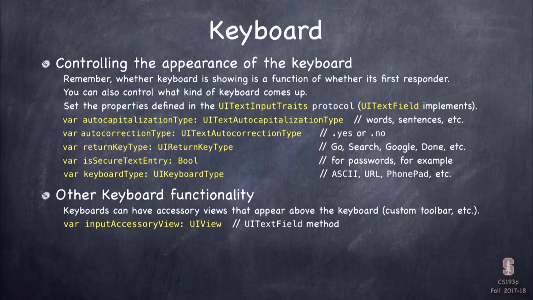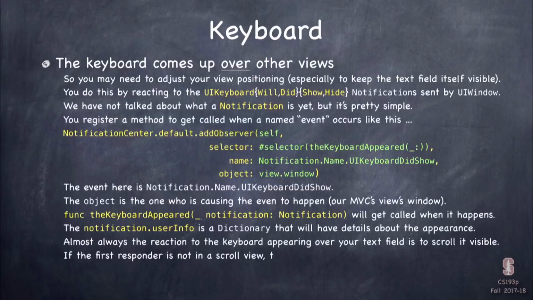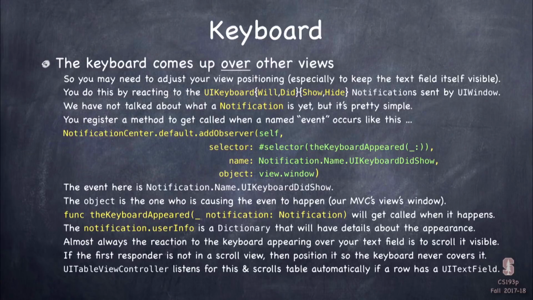Okay? The keyboard also has, in the text input traits protocol, an input accessory view, which lets you put a little view on the keyboard, right at the top of the keyboard. If you have some special buttons or something you want, you can put them in there, so that's kind of cool. Now, one thing, I'm not going to talk about this slide yet, but later in the quarter I will, but I'm putting it up here for reference. You can go back and look at it.